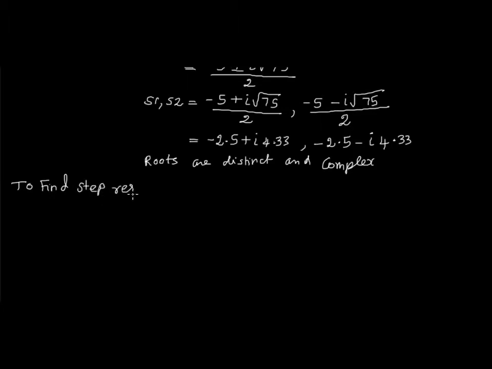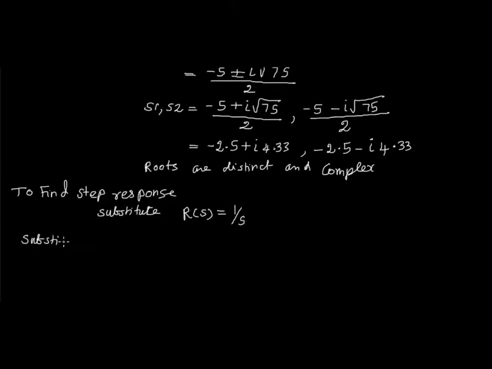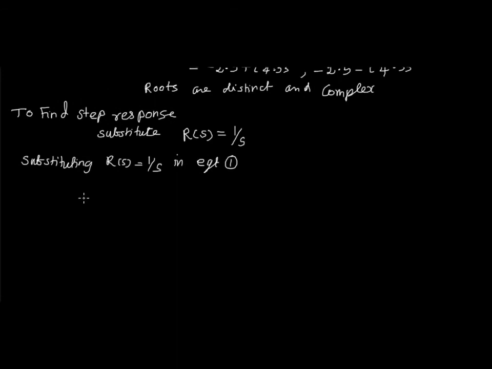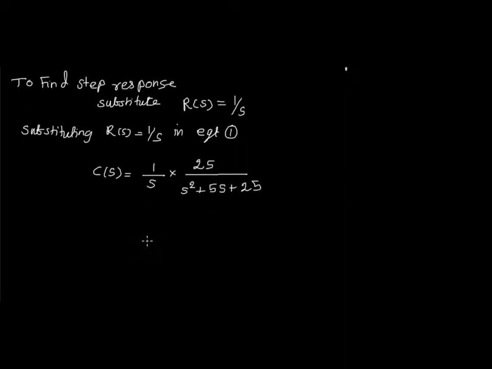To find the step response of the system, we have to substitute R(s) equal to 1 divided by s. If we substitute the value of R(s) in equation number 1, we will be getting C(s) equal to 1 divided by s into 25 divided by s square plus 5s plus 25. Now we have to apply partial fraction and then we have to take the inverse Laplace transform.